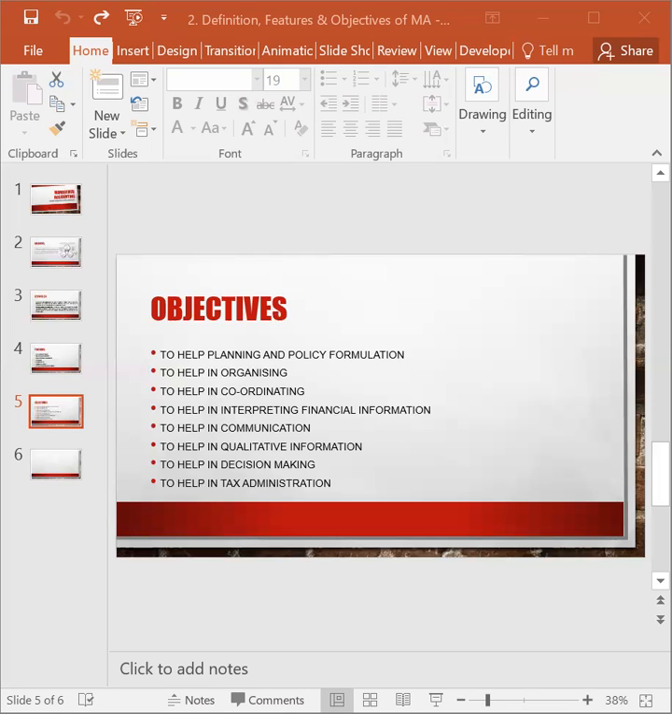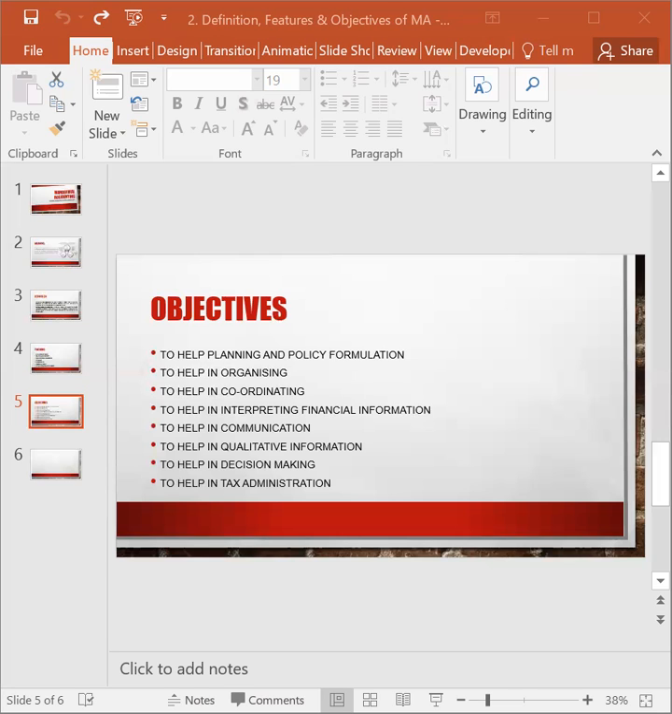It is helpful in coordinating. Management accounting helps in coordinating the different activities of the organization. For example, while preparing purchase budget, production budget, sales budget, or labor budget, he also prepares a master budget, which helps in coordinating among different budgets. It helps in controlling.